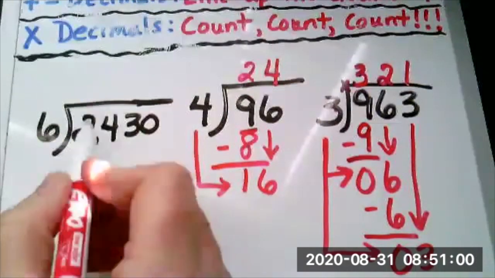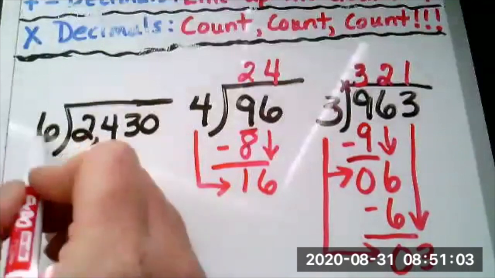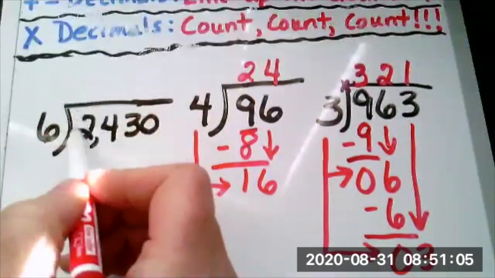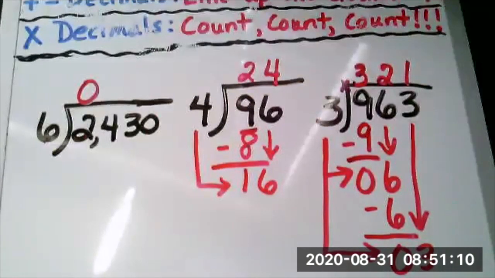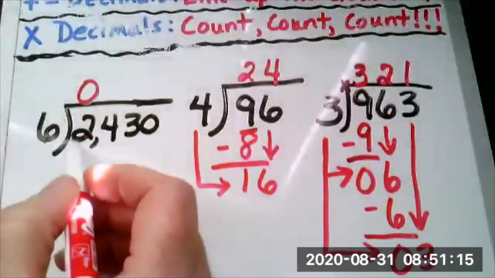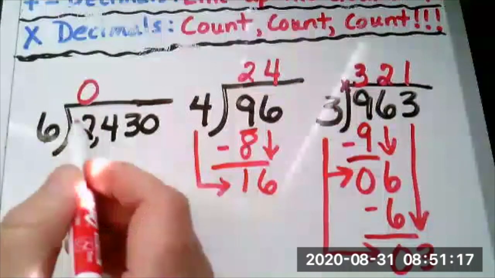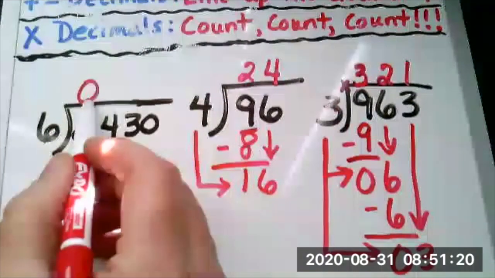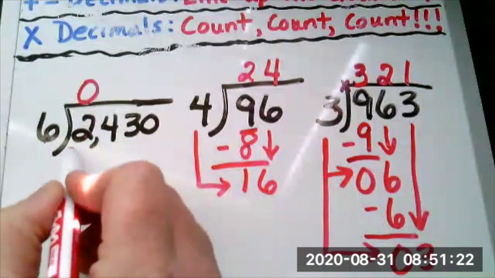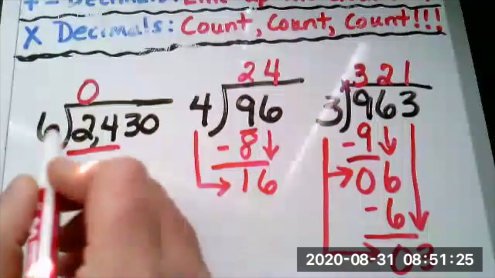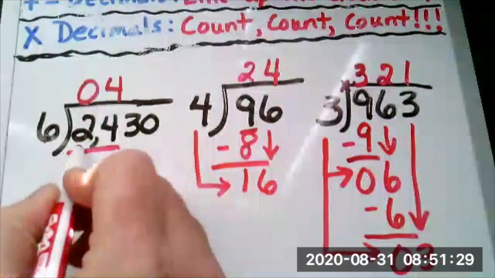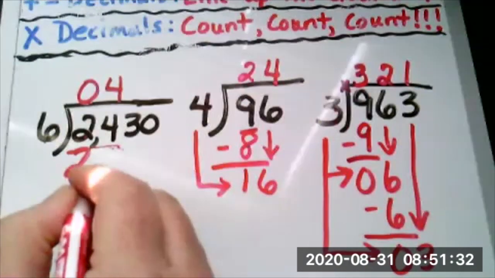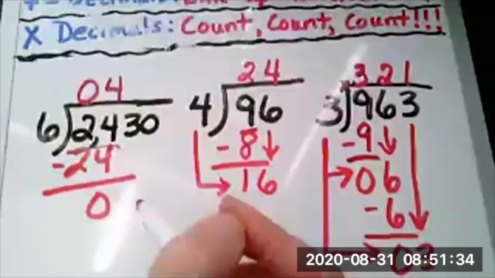Let's go 6 into 2. It doesn't happen. 6 cannot go into 2. I actually encourage students to put a placeholder there above the 2 so that you have as many answers in your division problem as you do inside the division bracket. So if you have nothing here, then I'm looking at 6 into 24, and that goes 4 times. 4 times 6 is 24. And when you subtract, you have nothing left over.